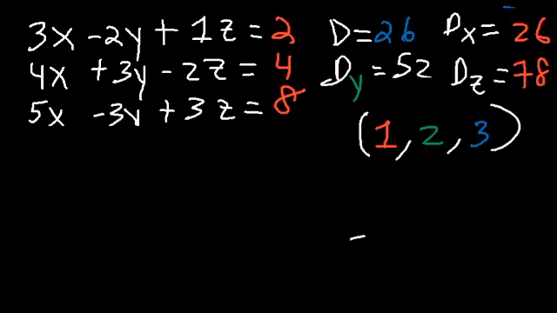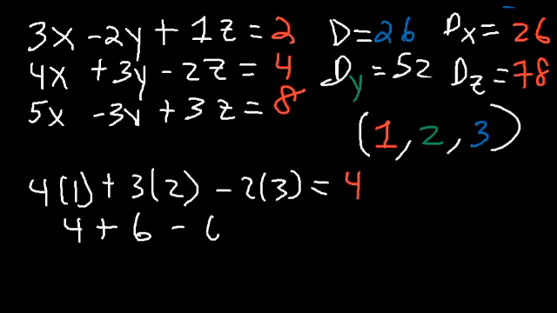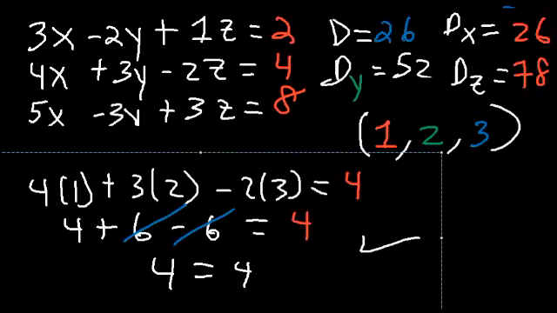Now let's see if the solution works for the second equation. So it's going to be 4 times 1, x is 1, not 2, plus 3 times 2, y is 2, and then z is 3. So let's see if that's equivalent to 4. 4 times 1 is 4, 3 times 2 is 6, 2 times 3 is 6, so 6 minus 6 is 0, they cancel, and therefore 4 equals 4. So it works for the second one. So everything's looking good right now.